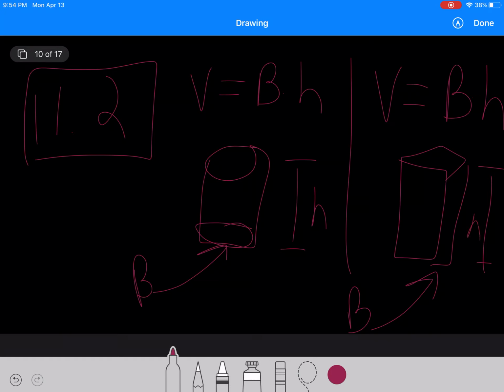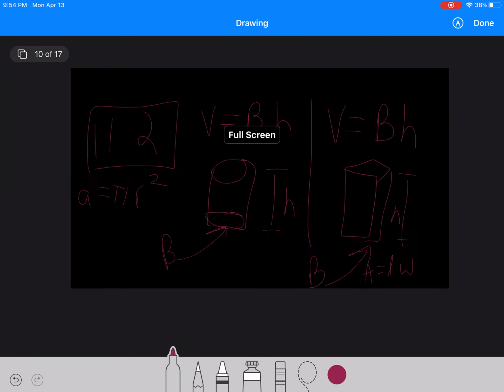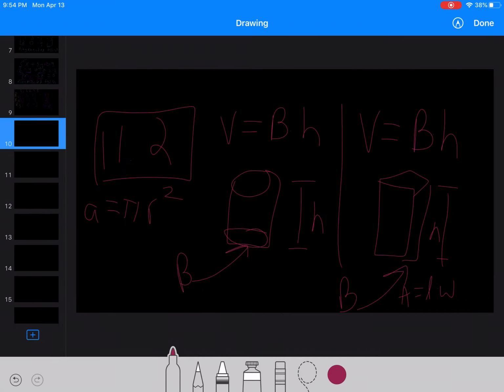So the area of the base here would just be pi r squared, and we saw that as a circle. And the area of this base is going to be a square or rectangle, which is length times width. So all we do is the area of the base times the height for a cylinder or a prism. And now remember, there are more types of prisms that we have.